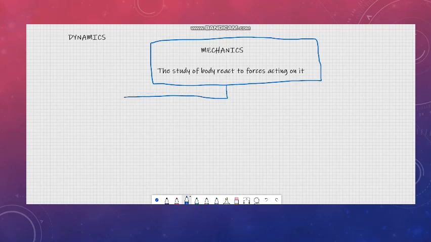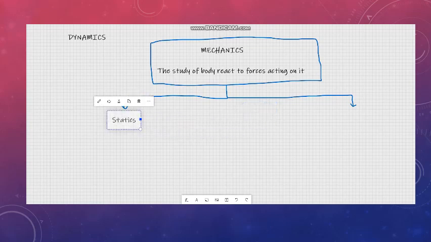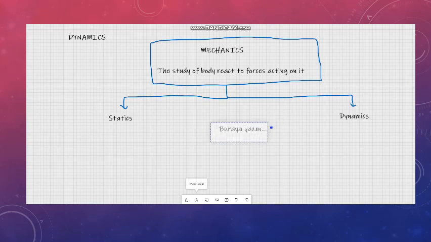And the first one is which you already took in the first semester and you are familiar with. Let's write it down. As you guess, it is statics. So the first subject which you covered in the first semester is statics, and now we are going to go through this semester, which is dynamics. Let's define both statics and dynamics. Statics is the study of bodies in equilibrium.